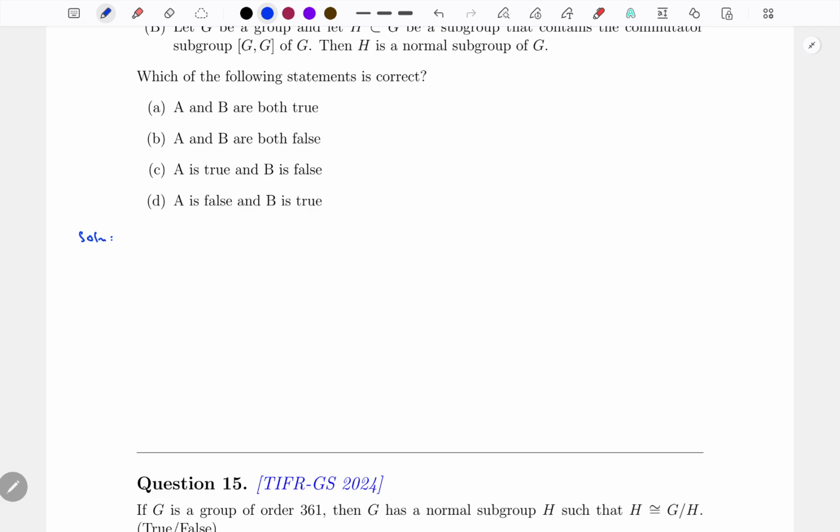Solution. What is typically the commutator? The commutator subgroup is the subgroup generated by all elements [x,y] for x, y in G, where this is called the commutator of x and y, and this is basically the elements of the form xyx inverse y inverse. So I can just write it as xyx inverse y inverse. Clear?